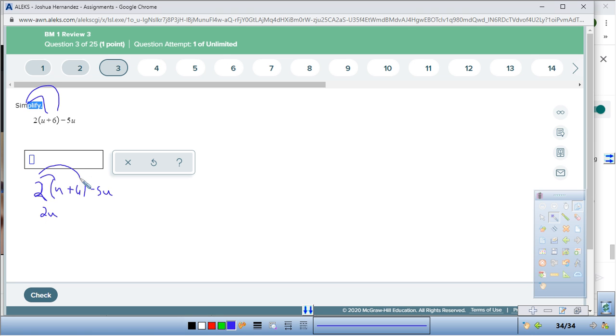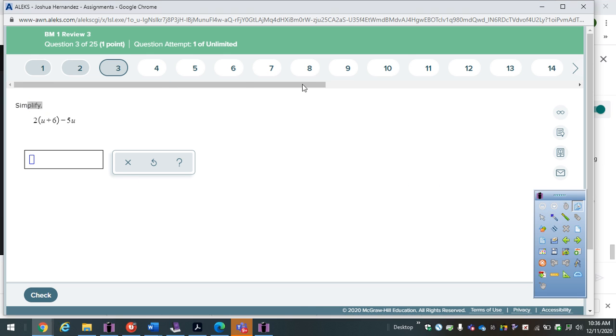Distribute here gives me 12. Sorry about that, it's bad handwriting again using my finger. My thing doesn't want to connect right now. I don't know what's going on. Minus 5u. I'm going to put the u's together, combine like terms, so that gives me -3u plus 12, which you can write out. Okay. Next one.